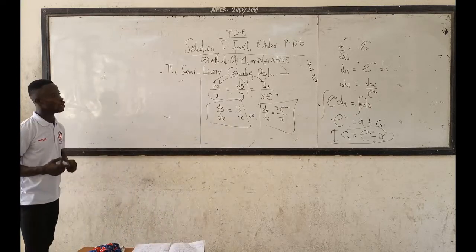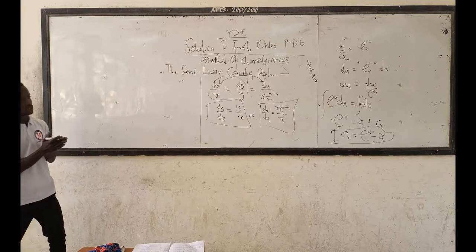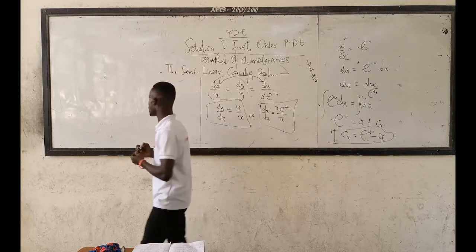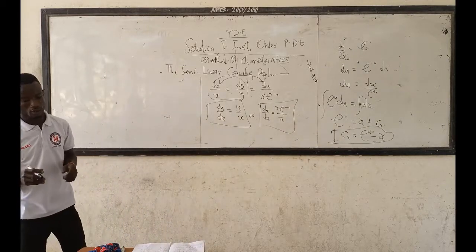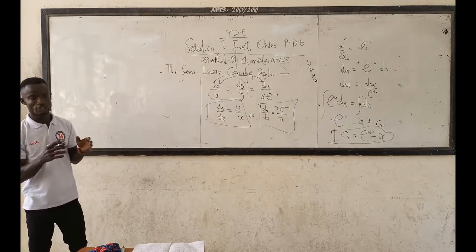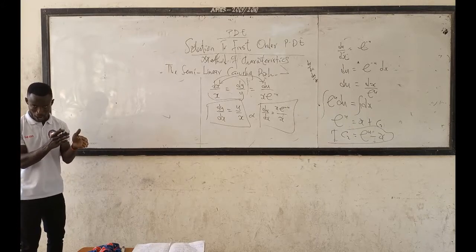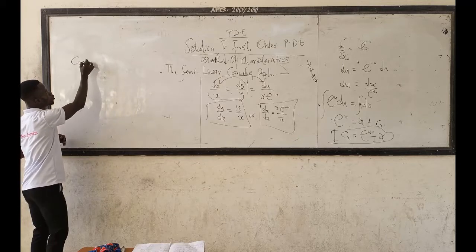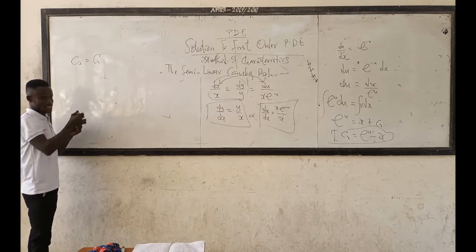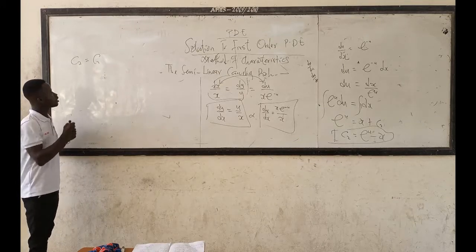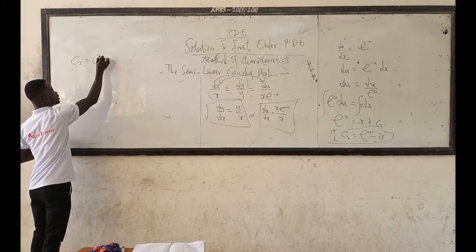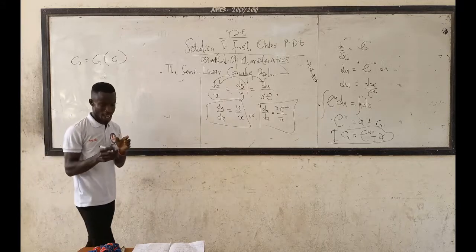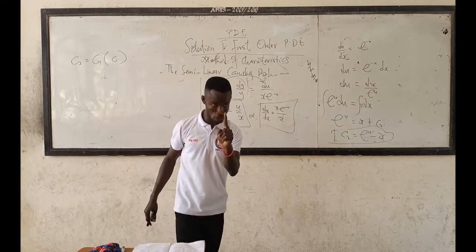We are going to combine these two solutions. The general solution: we are going to combine C1 to C2. So C2 is equal to G, that is a function. I will explain it well. G of C1 in brackets is how we combine to get one solution.